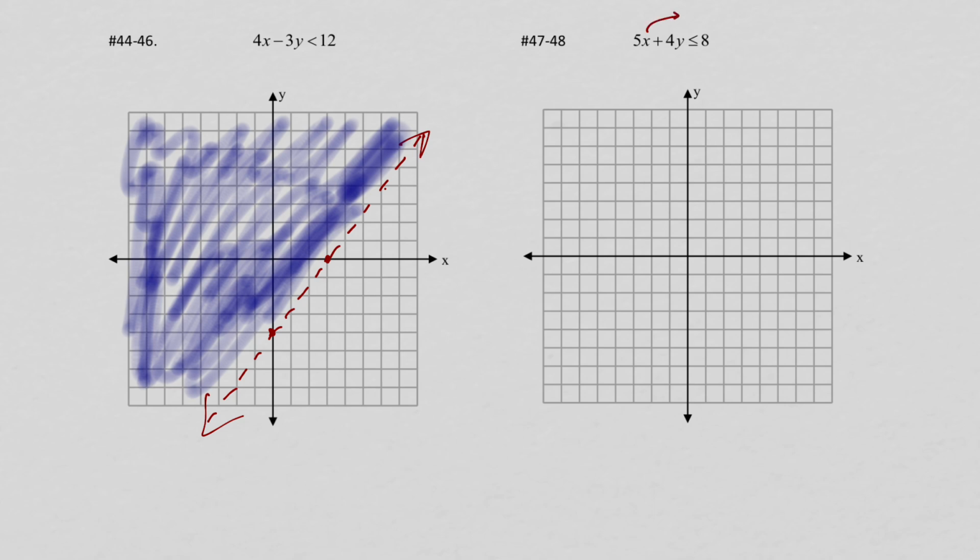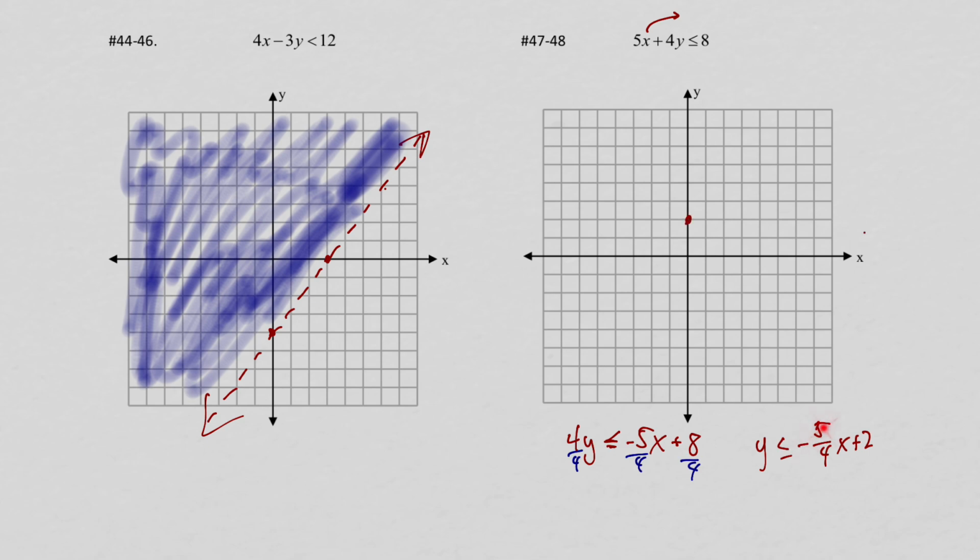I mean the 5x over. And that's going to become negative. So we have 4y is less than or equal to negative 5x plus 8. And then I'm going to divide everything by 4. And we're going to get y is less than or equal to negative 5/4 x plus 2. So this is my y-intercept. On the y-axis, I'll put a dot at 2.